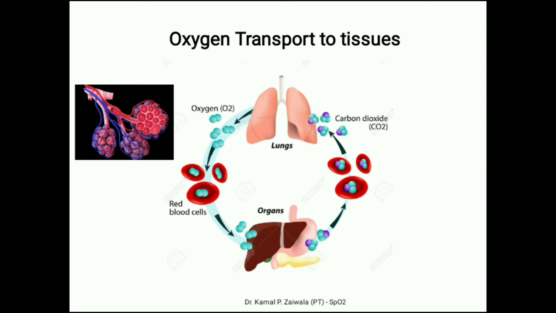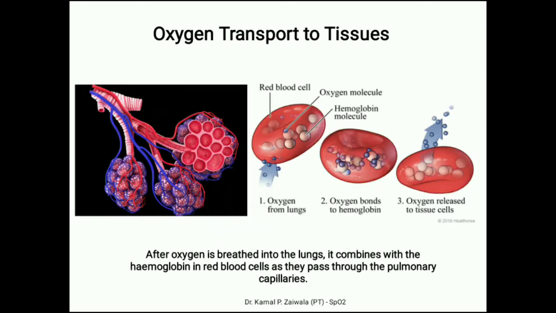Now, in order to understand SpO2, let us first understand how oxygen is transported to the tissues. The oxygen from the air enters into the lungs. Now, from the alveoli in the lungs, it enters into the capillaries surrounding it, which contain the blood. The RBCs present in the blood contain hemoglobin. After the oxygen is breathed into the lungs, it combines with the hemoglobin in the red blood cells as they pass through the pulmonary capillaries.